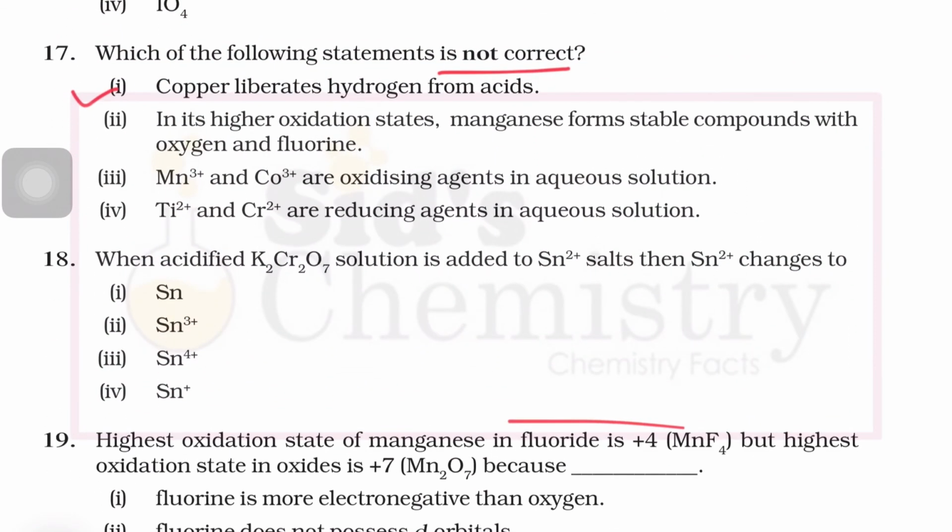Coming to question number 18. When acidified K2Cr2O7 solution is added to the Sn2+ salts, then Sn2+ changes to, out of the given options, Sn4+ ion. So the correct answer for this question is option number 3.